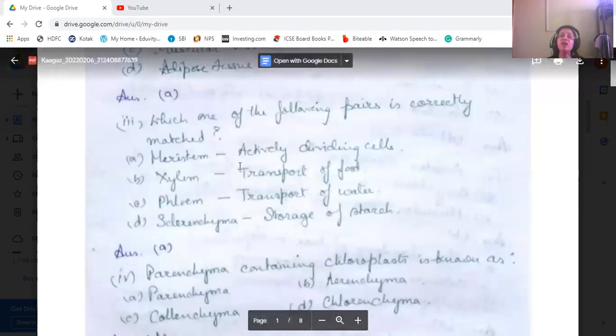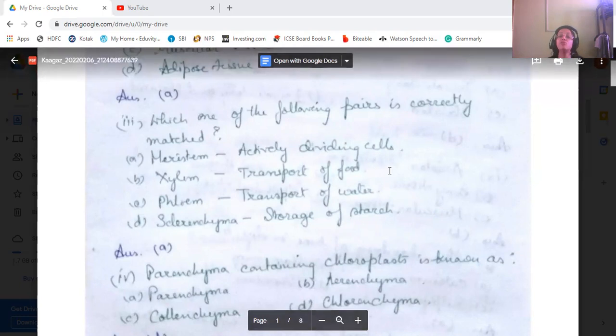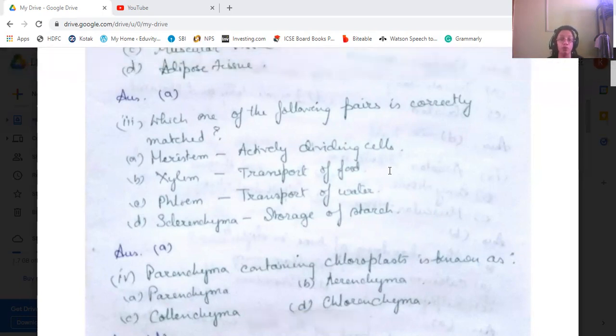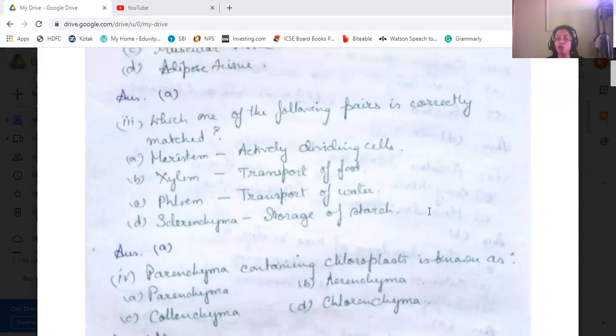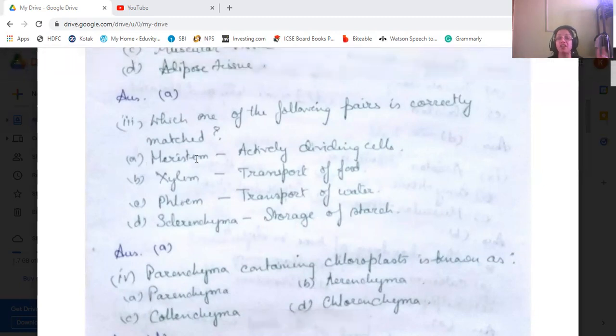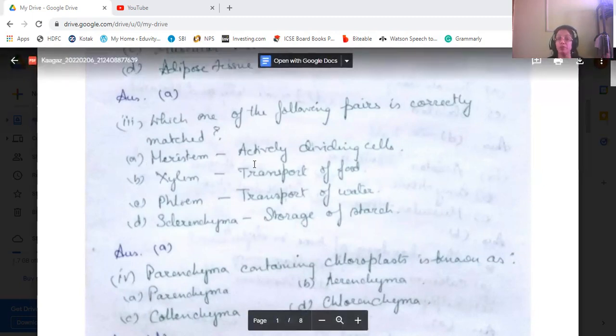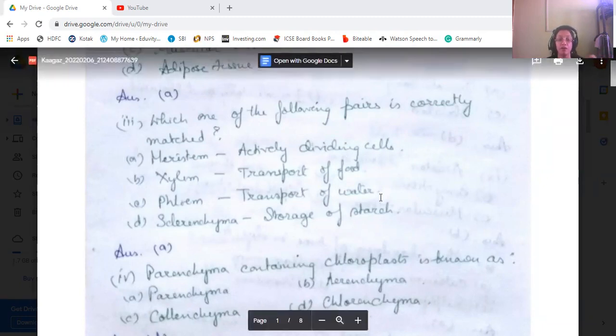Okay. The other one, the second one, xylem transport of food. This is incorrect because xylem transports water and not food. Phloem transports food and not water. So B and C are incorrect. And sclerenchyma stores the starch. That is also wrong because parenchyma stores the starch. So B, C, D are wrong, but only option A, that is meristem, which means the actively dividing cells. So that pair is correct.